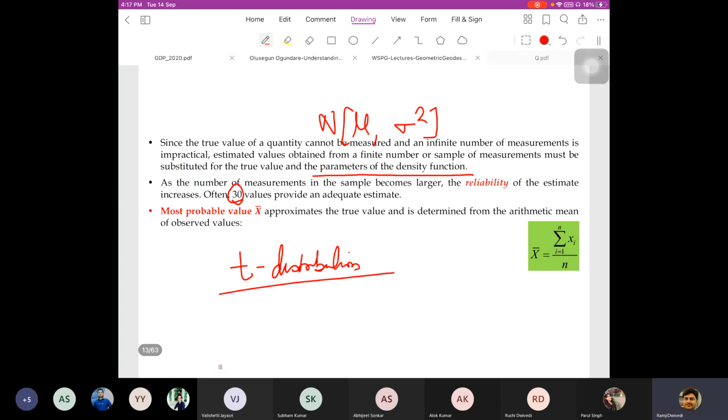Is anyone aware of this T distribution? It is very simple. When you do not have a large set of observations, so any number of observations less than 30, it will follow the T distribution. And this T distribution also represents, I would not say the exact bell shape, but a smooth bell-shaped curve for less than 30.